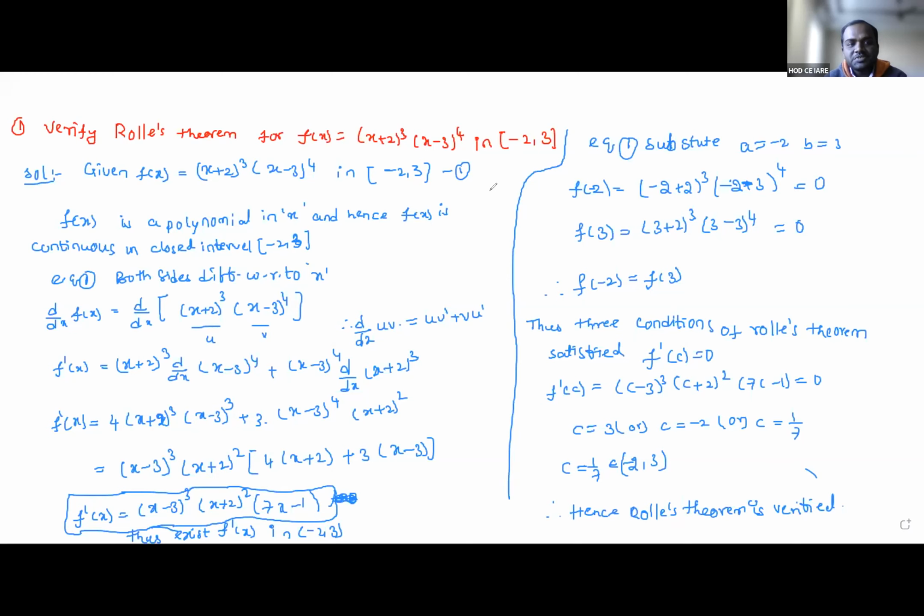Okay, for the first equation, we take both sides and differentiate with respect to x. d by dx of f of x is equal to d by dx of x plus 2 whole cube into x minus 3 whole to the power of 4. So it is in the form d by dx of u into v. We know that the derivative of u into v is u into v dash plus v into u dash. So here we can write it in that expression form and simplify. You know that d by dx of x to the power of n is n into x to the power of n minus 1. So that formula we can use here.